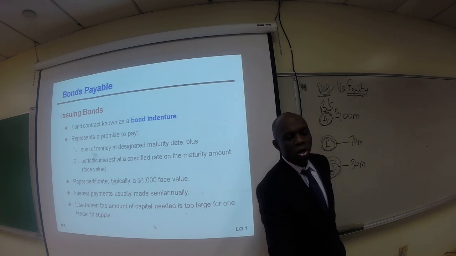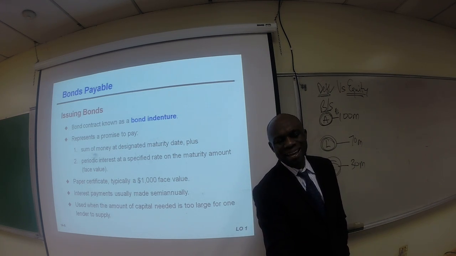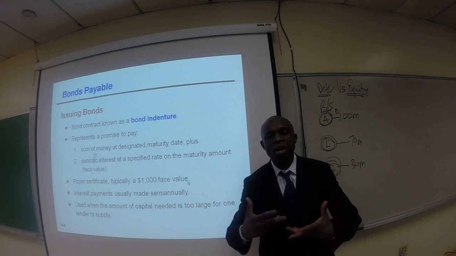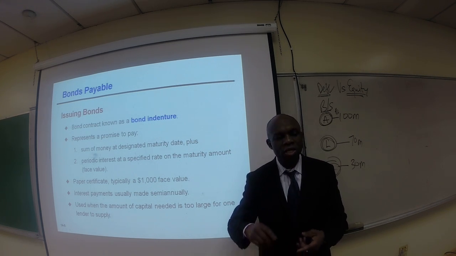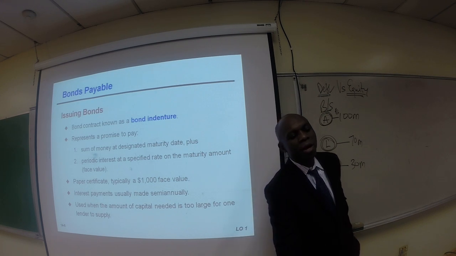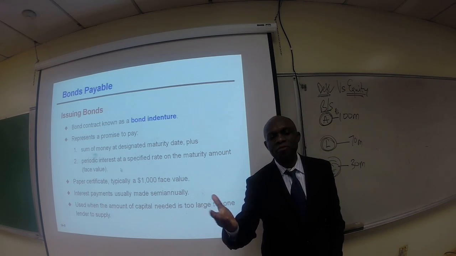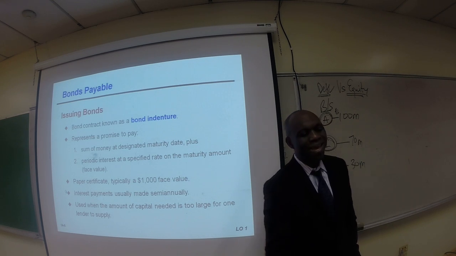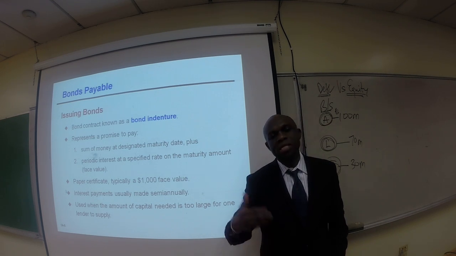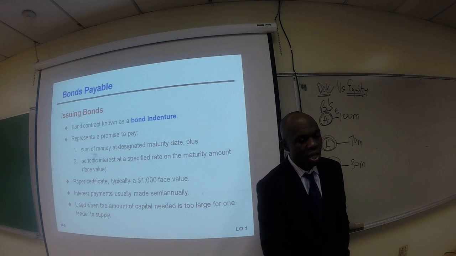Moving along, we say it's a paper certificate, typically of $1,000 face value. Just like we have currency in $100, $50, $20 denominations, so on and so forth, bonds come in different denominations: 1,000, 5,000, 10,000. The most common is 1,000. Interest is usually paid semi-annually. Sometimes it could be annually.